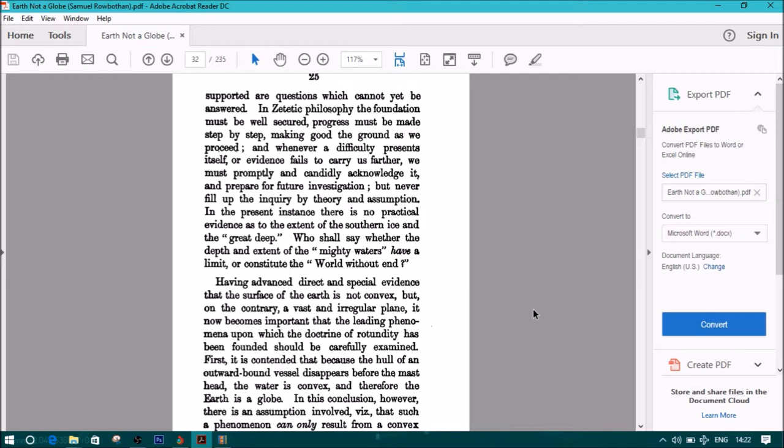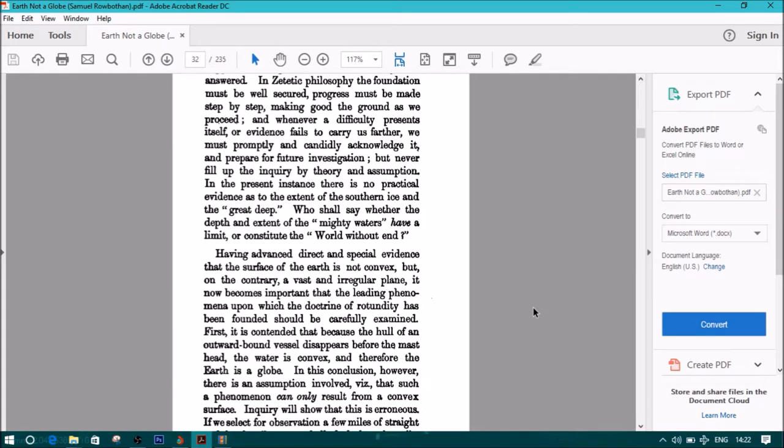"In Zetetic philosophy, the foundation must be well secured, progress must be made step by step, making good the ground as we proceed. And whenever a difficulty presents itself or evidence fails to carry us farther, we must promptly and candidly acknowledge it and prepare for future investigation, but never fill up the inquiry by theory and assumption. In the present instance, there is no practical evidence as to the extent of the southern ice and the, quote, great deep. Who shall say whether the depth and extent of the mighty waters have a limit or constitute the world without an end?